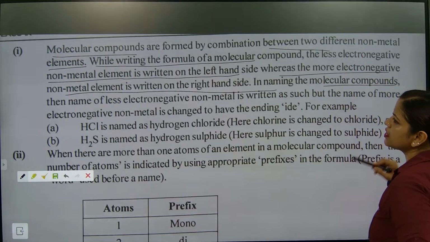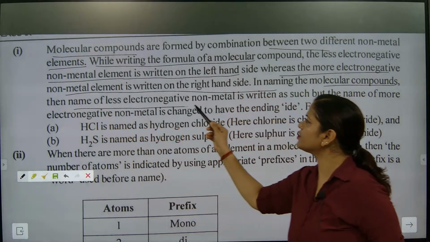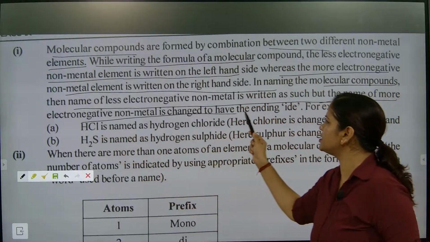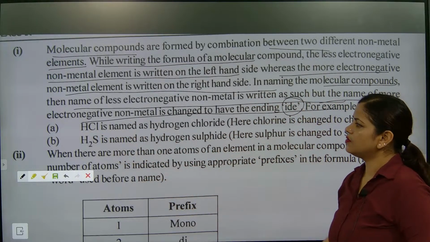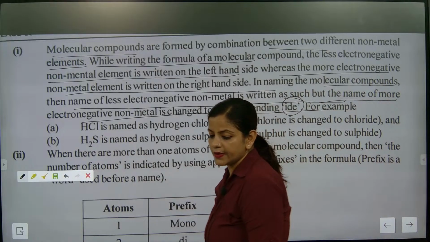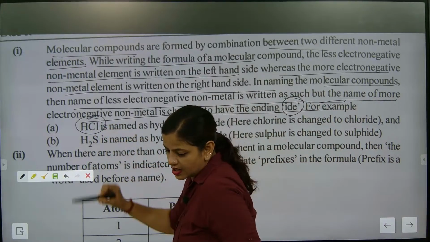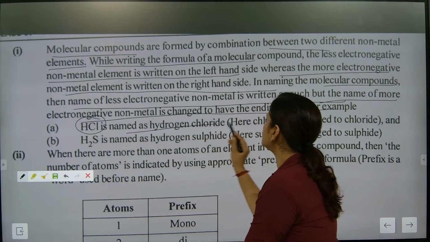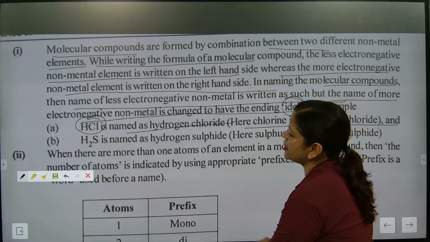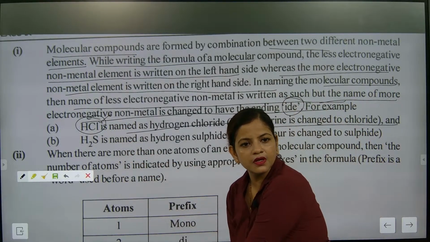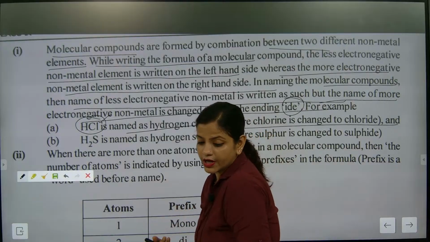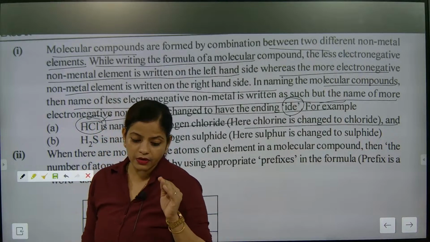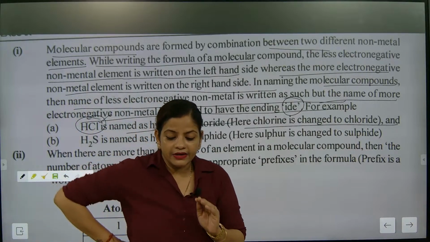In naming the molecular compound, the name of the less electronegative non-metal is written as it is, so that the name of the more electronegative element is changed to have the ending "ide". Now you need to understand one thing here: if somebody is talking about HCl, it is named hydrogen chloride. Here chlorine is changed to chloride. Why? Because it is more electronegative. Ide is a pattern of writing the name.